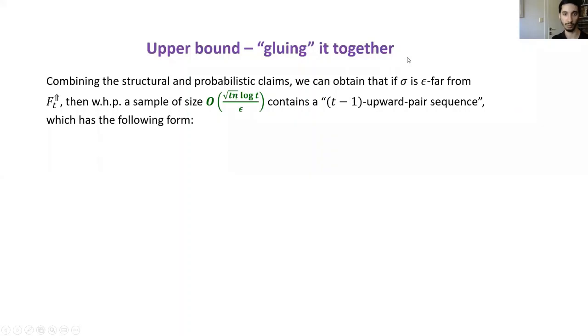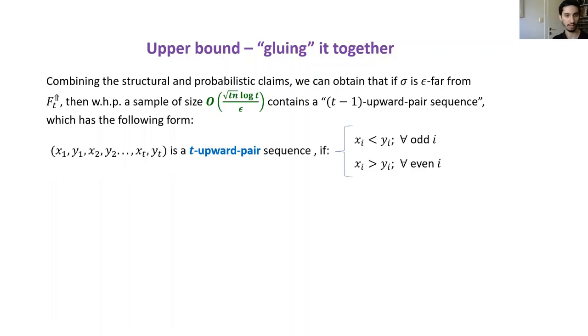Combining the structural and probabilistic claims, we can obtain that if sigma is epsilon far from free of t upward subsequences, then with high probability, a sample of size square root of tn times log t over epsilon contains a t-1 upward pair subsequence, which has the following form. We say that a sequence x1, y1, x2, y2 up to xt, yt is a t upward pair sequence if for every odd index i, xi is smaller than yi, but for every even index i, xi is bigger than yi, as can be seen in this example.